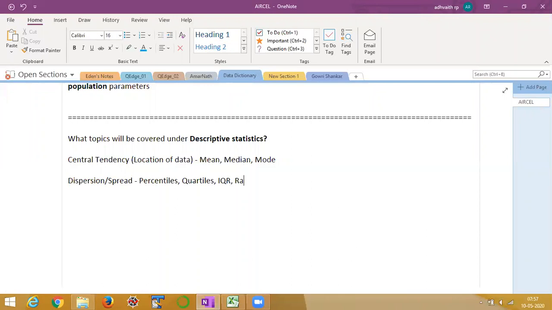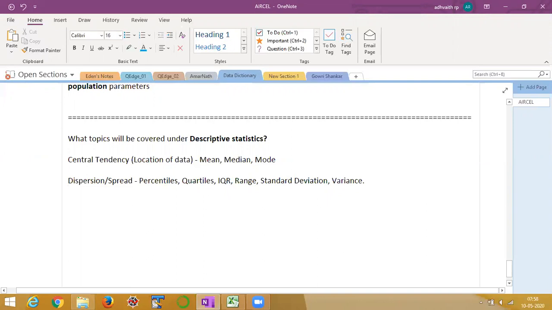After that, what is the range? Most people already know about the range, but I'll talk about it again. Then, what is standard deviation? Most people are confused about standard deviation. They learned it somewhere in their 10th or 11th class mathematics, but they are not sure what it is. Similar to standard deviation, we have something called variance. We will discuss these in the dispersion, or spread, of the data.